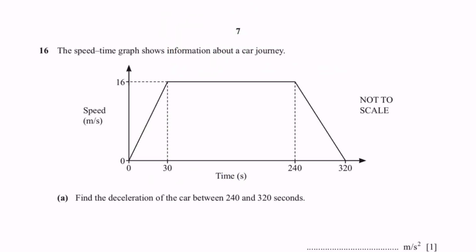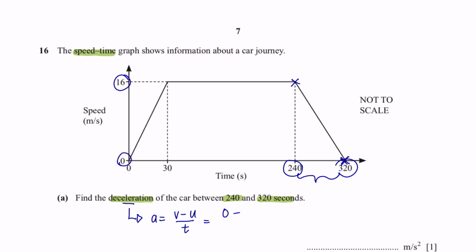Next, question 16. The speed-time graph shows information about a car journey. Find the deceleration of the car between 240 and 320 seconds. Between 240 and 320 would be this region, and we are going to look for the deceleration here. The formula to find deceleration is the same as acceleration, which is final velocity take away initial velocity over time. So this is initially where it started at 60 meters per second and it stopped at 0 meters per second.